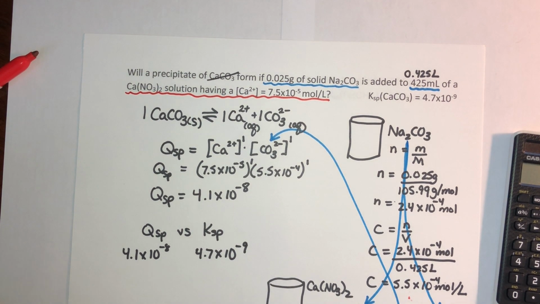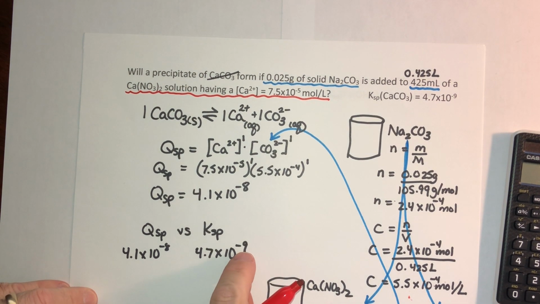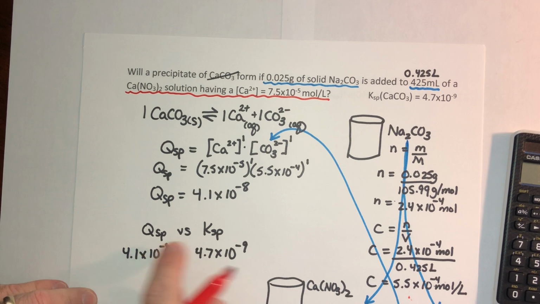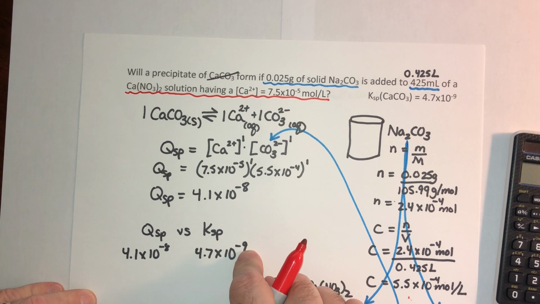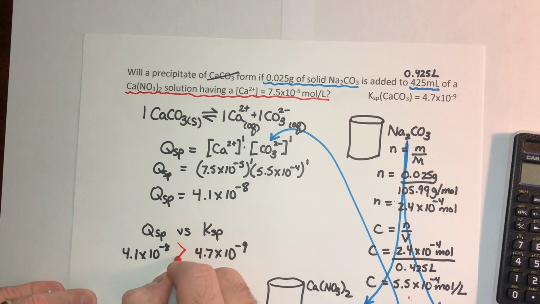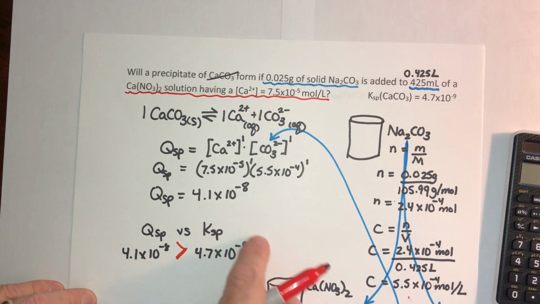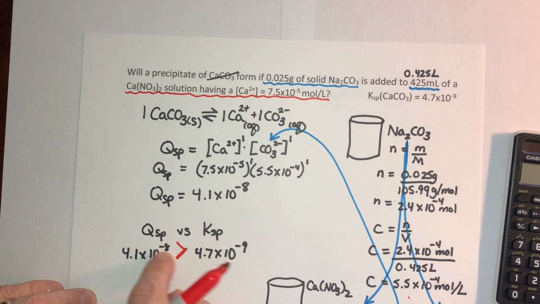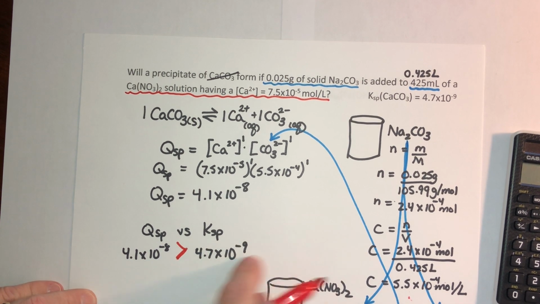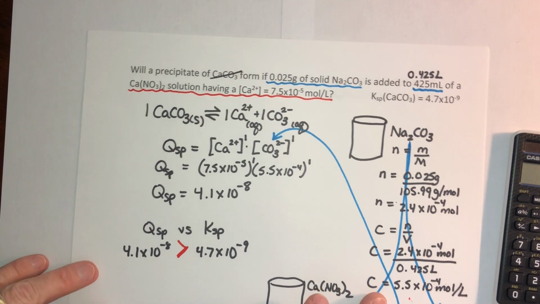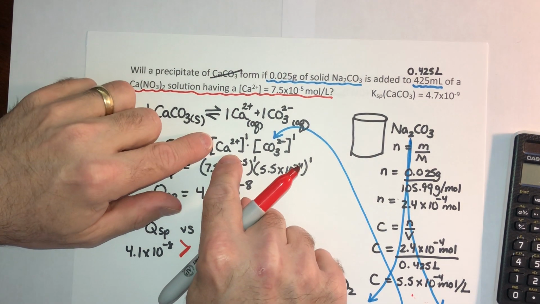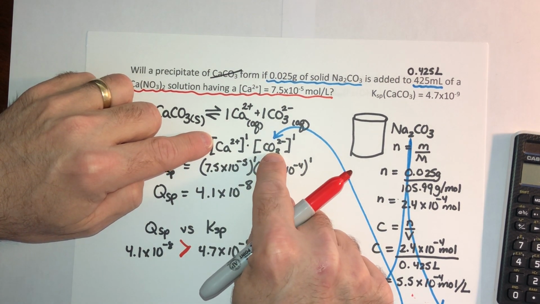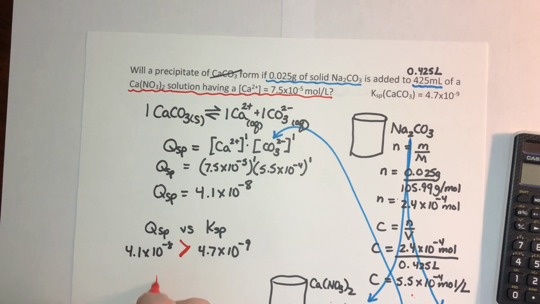Now, when you're talking about these numbers here, whichever one has the bigger negative number, see, this is 10 to the minus 8, this is 10 to the minus 9, whichever one has the bigger negative number is the smaller one, right? 10 to the minus 8 is bigger than 10 to the minus 9. When you're comparing the powers, the one that is more negative, 10 to the minus 9, actually gives you the smaller number. So in this case, your Q is bigger than your K. That's telling you that you got too much calcium 2 plus, you got too much carbonate, and if you got too much, it's going to precipitate.